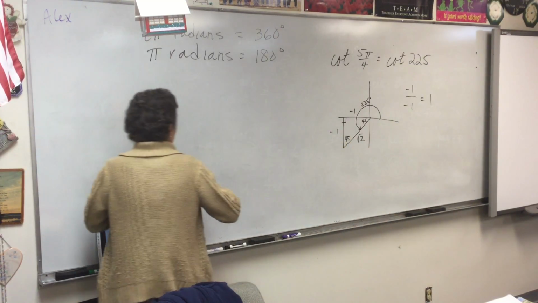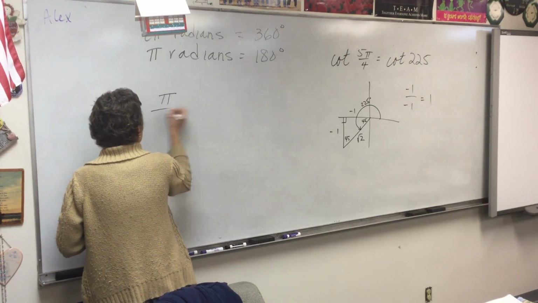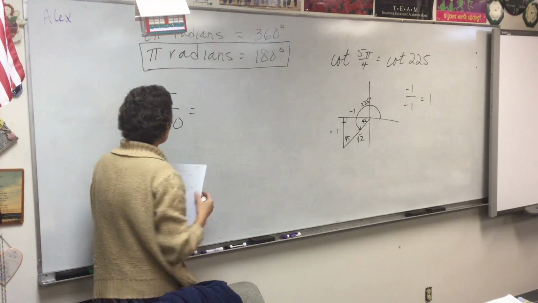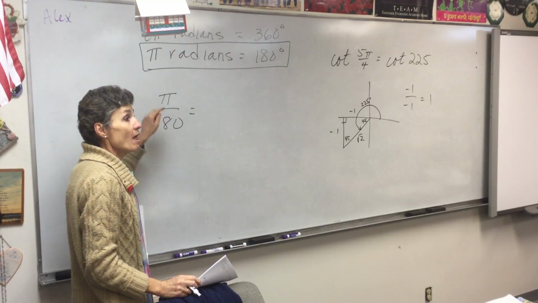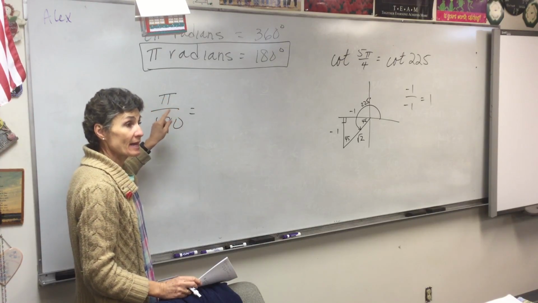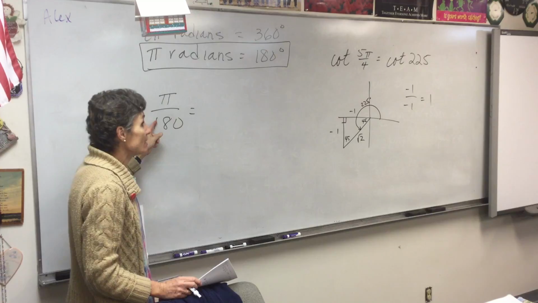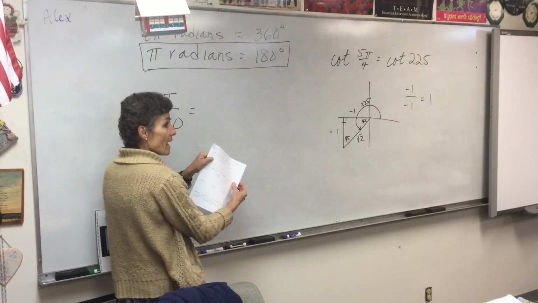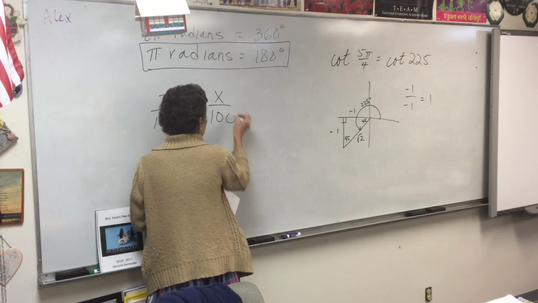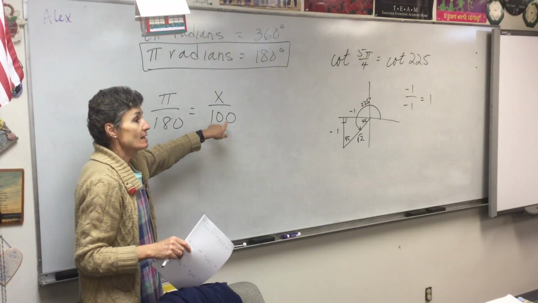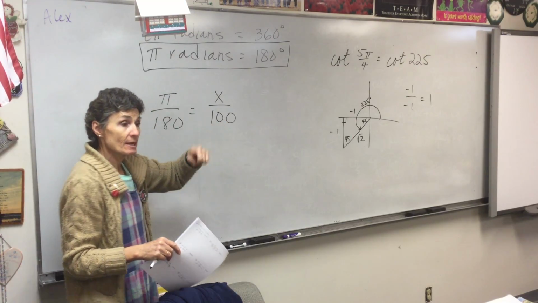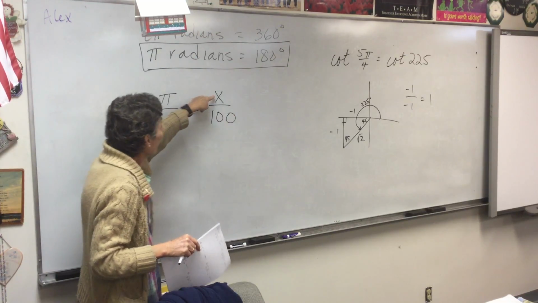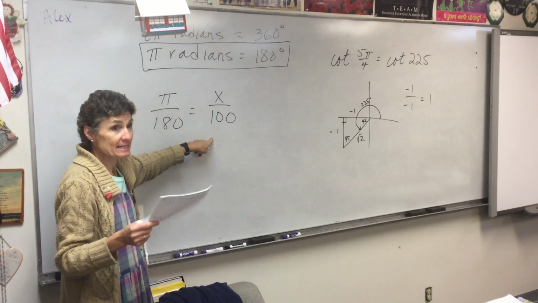In order to convert, it's real simple. We set up a ratio. We say pi over 180 because of this relationship right here. So set up a fraction with pi over 180. That will never change. That's a fact of life. Pi and 180 are the same. Okay? So pi over 180. And then we're doing A. It would be x over 100, because it says, how many radians is 100 degrees? So I know pi goes with 180. What goes with 100? That's all there is to it.